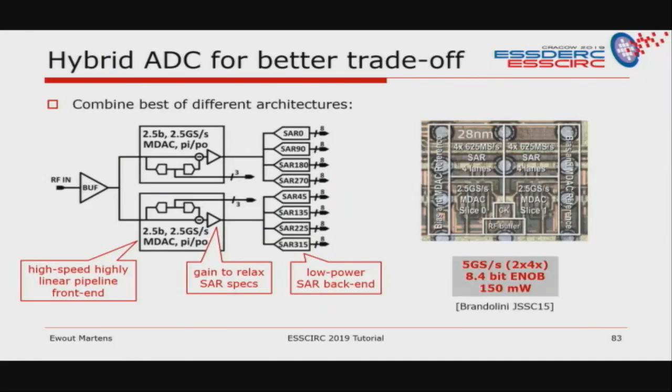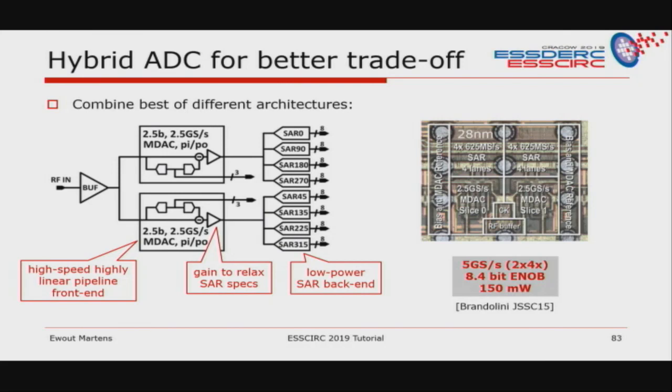You can also go for hybrid ADCs to get a better ADC. So here's a nice example of that. You can combine the best of different architectures. In this case you have an input buffer, and then you have a first interleaving where you interleave two pipeline ADCs where you resolve different bits. And then you have an amplifier which presents a high gain, high input range signal to a time interleaved SAR ADC. So they have a low power SAR back end, but you still have the high speed.